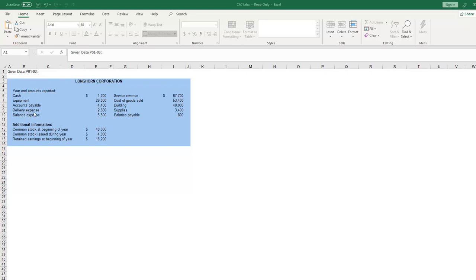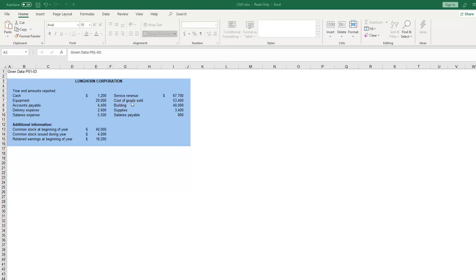Next up, we have delivery expense. The word expense is a clue. This is an expense account. Salaries expense, also an expense account. These are going to go on a different financial statement, the income statement. Over here we have service revenue. That is a revenue account. Now, this one is tricky. Cost of goods sold. Another word for that is food expense in this example. Cost of goods sold, or food expense, is going to be an expense on the income statement.